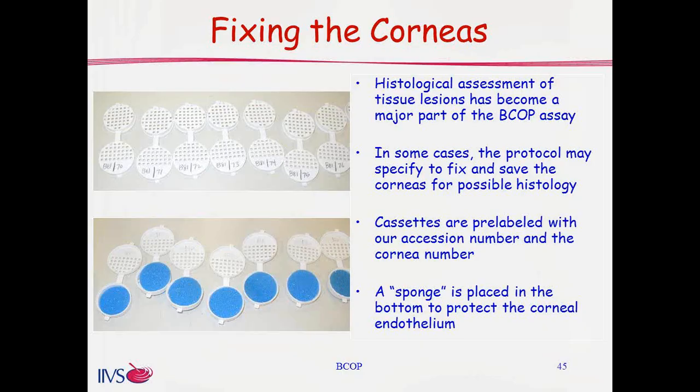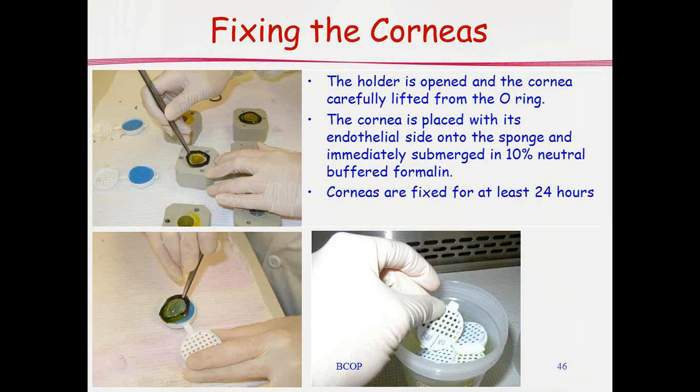What you see here are a series of cartridges designed to hold the relatively large bovine corneas. We place a very soft sponge on the endothelial side of the cartridge chamber, so that when we place the corneas into the cartridge, we can protect the endothelium from further mechanical damage. It's important that we do this work quickly after the end point of the assay, but also extremely carefully.